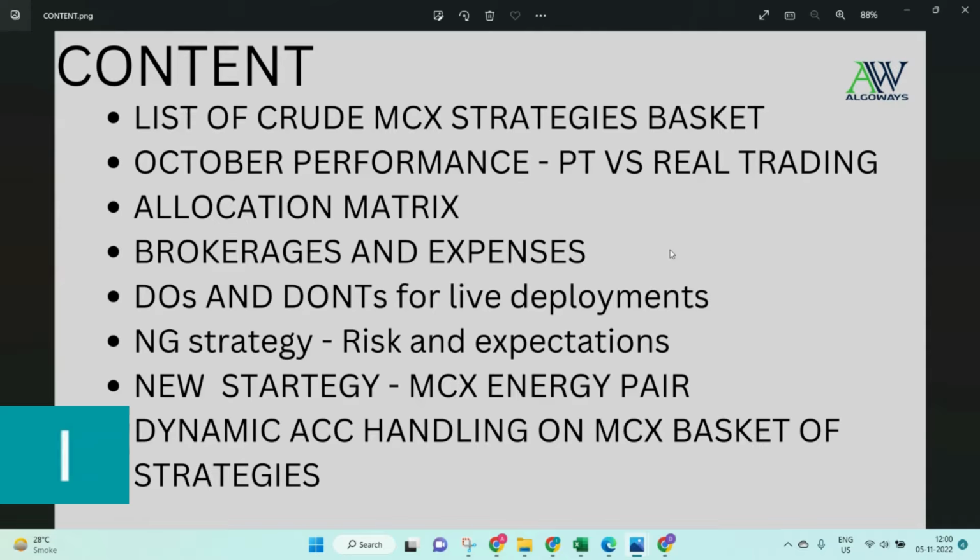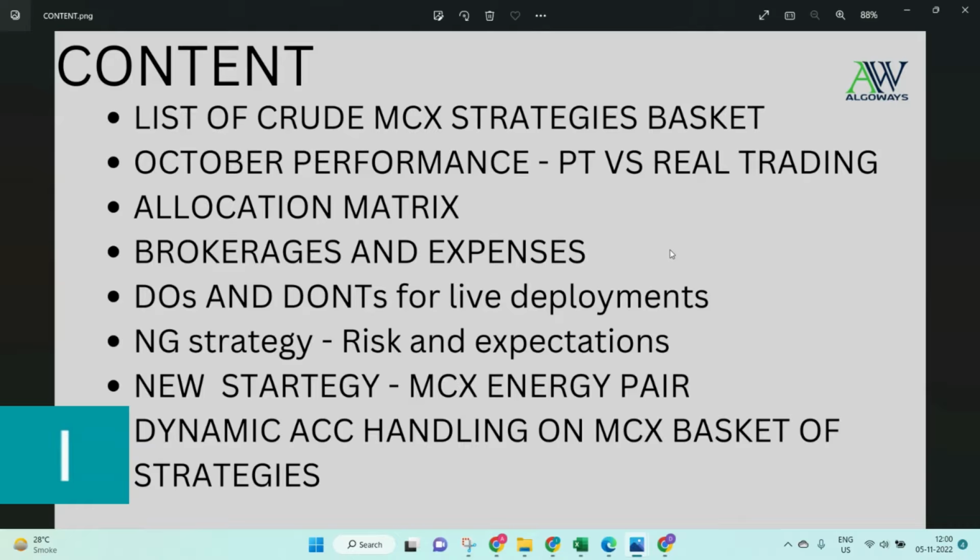There are few things which need to be taken care of while live deployment is done. So there are a few do's and don'ts. I will touch upon that, though everything has been discussed on a day-to-day basis in the Telegram channel.